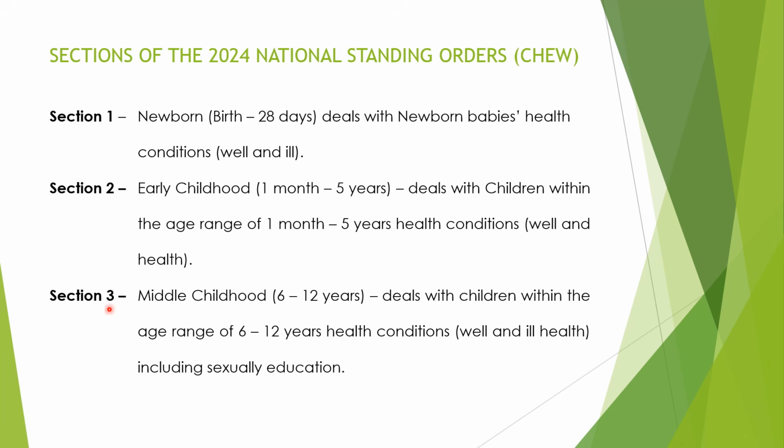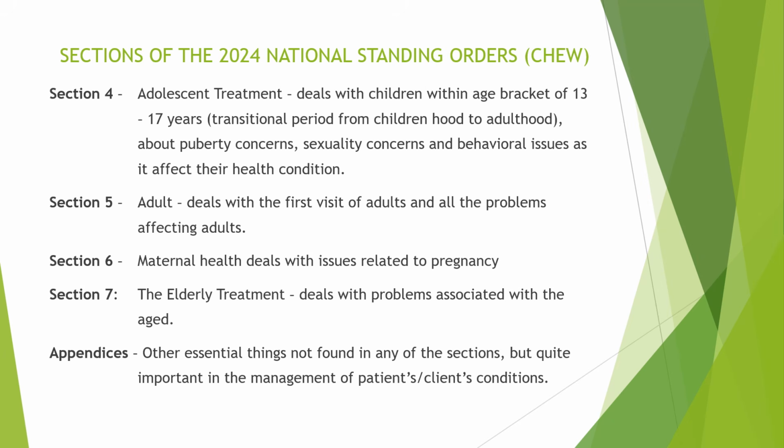Section 3, middle childhood, 6 to 12 years, deals with children within the age range of 6 to 12 years, health conditions, whether well or ill. So, Section 4, adolescent treatment, deals with children within the age bracket of 13 to 17, the transitional period from childhood to adulthood, about puberty concerns, sexuality concerns, and other behavioral issues and the rest.